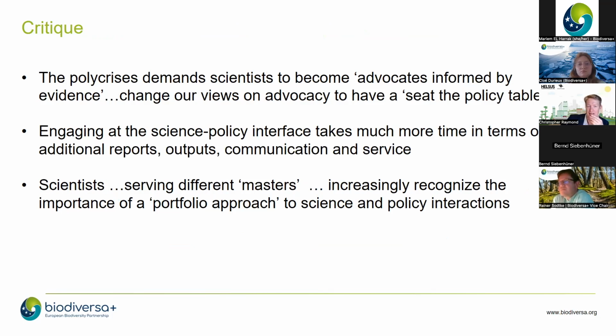So in terms of critique, the policy crises that we have for biodiversity, climate, et cetera, demand scientists to become advocates informed by evidence. Advocacy often seems to be a dirty word in science, but I greatly believe we can be advocates if we have the evidence to support our position. And so we have to change our views on advocacy in order to have a seat at the table. We need to engage at the science policy interface.